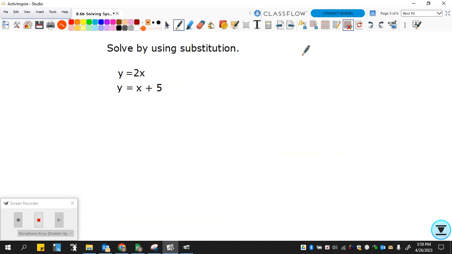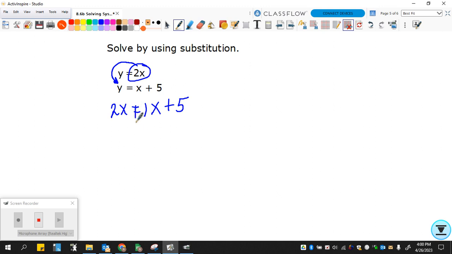Another one that's very similar to the one we just did. Both equations are solved for y, and it's not always going to be solved for y. Sometimes it may be solved for x, where you have the x isolated. But in both of these equations, we have the y isolated. So once again, we're going to take this 2x and substitute it in for that y there. So we're going to say 2x is equal to x plus 5.